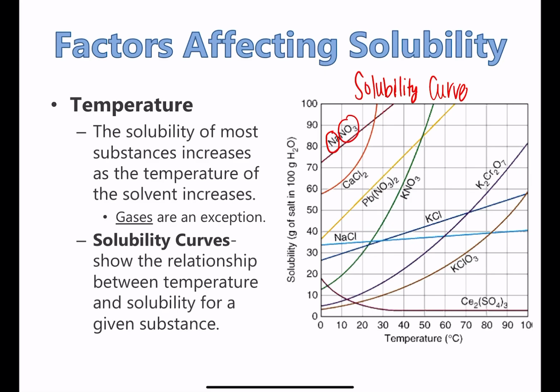So we see that at 0 degrees Celsius, you can put about 73 grams of sodium nitrate in 100 grams of water. But if you jump up to 35 degrees Celsius, from 0 to 35, then you'll get 100 grams of sodium nitrate into 100 grams of water. Okay, and so this is a solubility curve, and that's how you read it. So you see lots of different compounds on here.